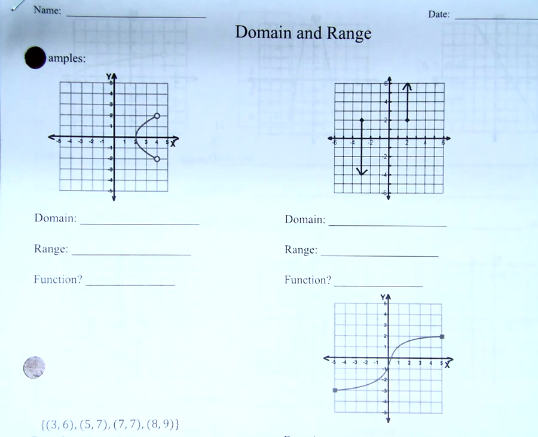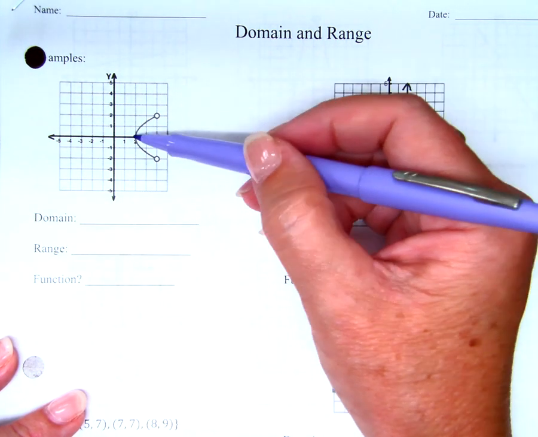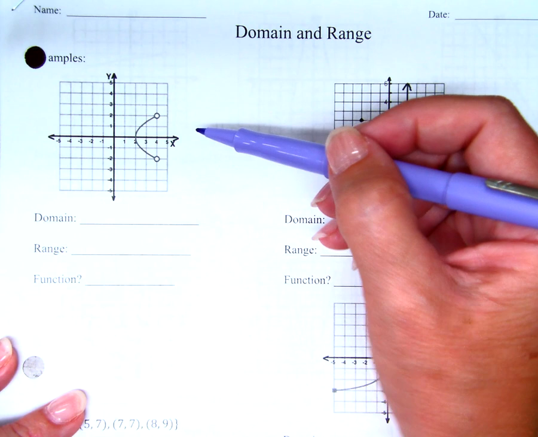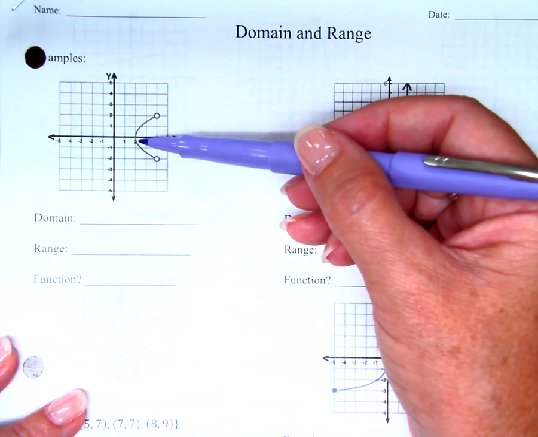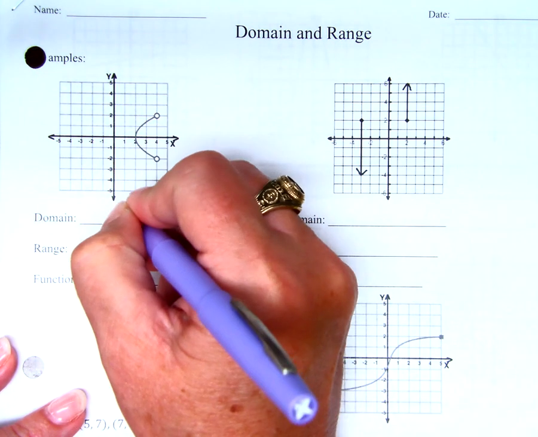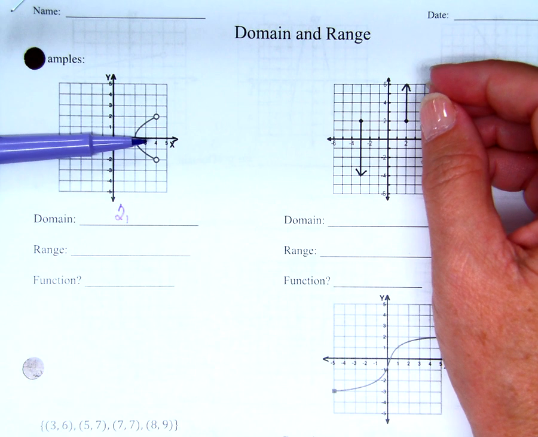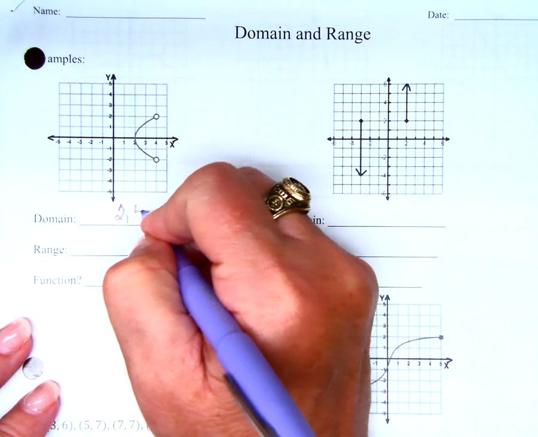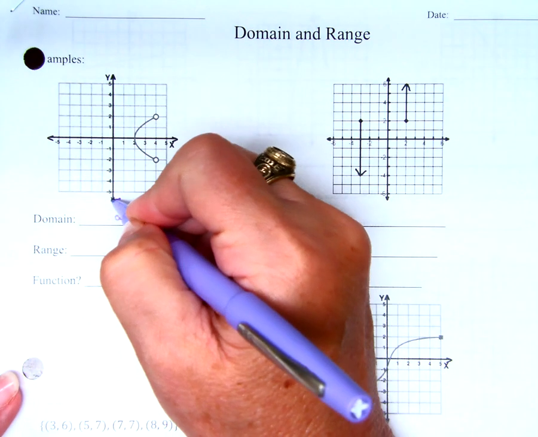Okay? So let's talk about domain. Which variable is domain representing? X's. So we say how far left does it go, and then how far right does it go, right? How far left does this go? To 2. 2 is the furthest x value to the left that it goes. So it starts at 2, and then how far right does it go? To 4. Now, is 2 included in my domain? Does the graph touch 2? Yes. So I have a bracket right here.